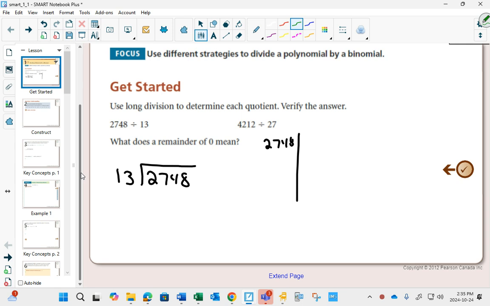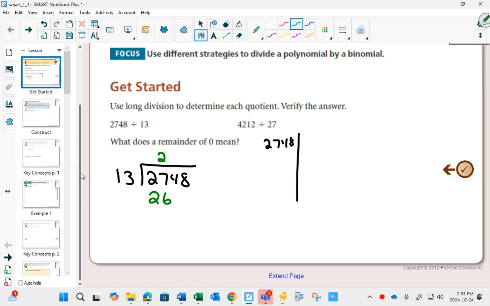So in the classic technique, you would start from the left of your big number and say, are there any 13s in 2? No. Are there any 13s in 27? Yes. How many 13s in 27? 2. And you were supposed to put the 2 above the 7, and then you would multiply 2 times 13 and get 26.